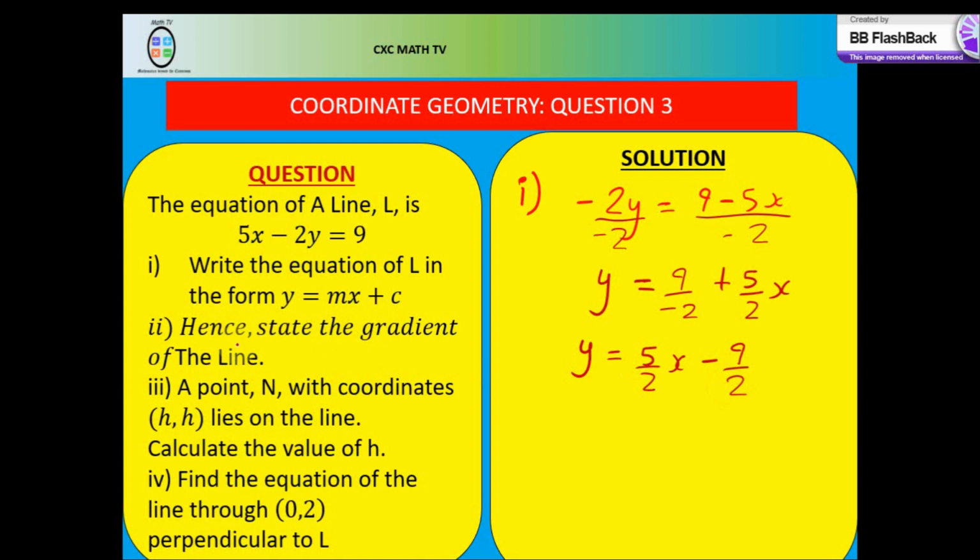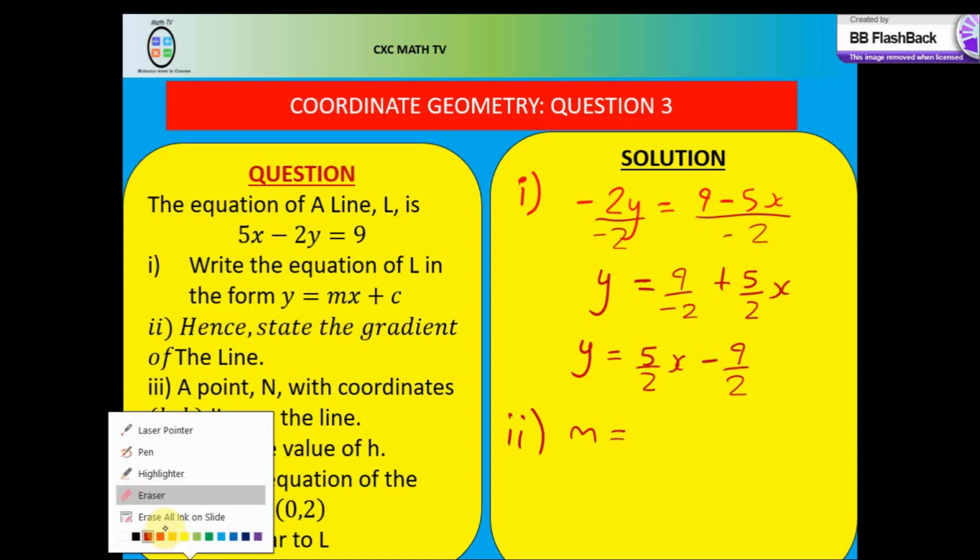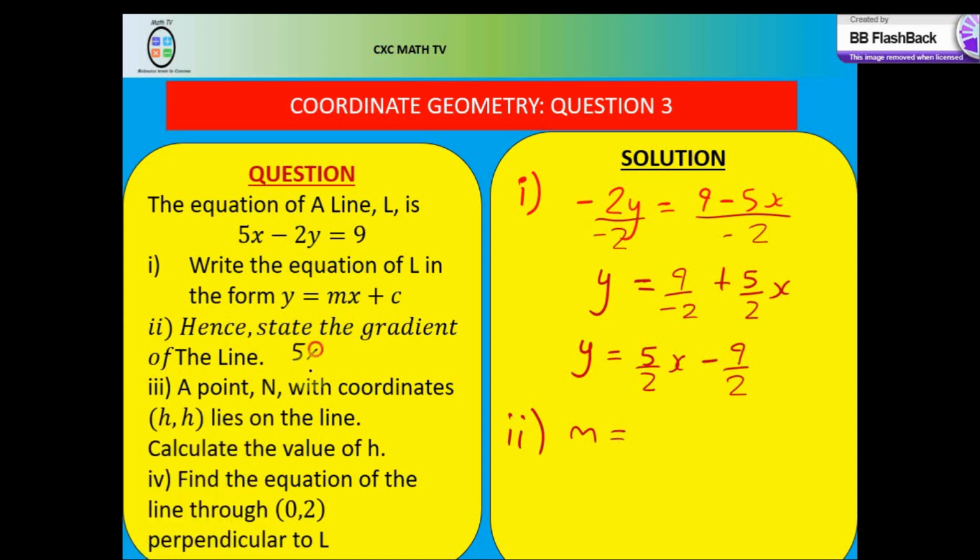So what's the gradient? Hence state the gradient. The gradient is 9 over 2. So part 2, the gradient is equal to 5 over 2. Sorry, remember the gradient is m. The gradient is m, 5 over 2. So the gradient is 5 over 2. Remember, y equals mx plus c. So that's the gradient. Now part 3.